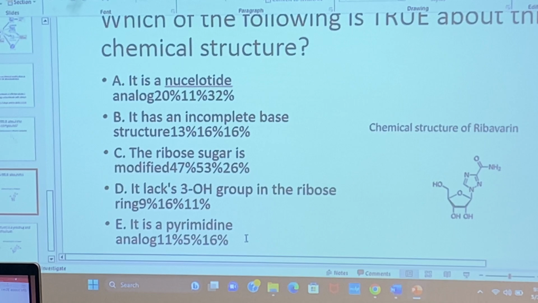Is it a pyrimidine analog? We don't know, this is incomplete. It is not a pyrimidine, it is not a purine. So the only true answer is that it has a ribose sugar and an incomplete base structure.